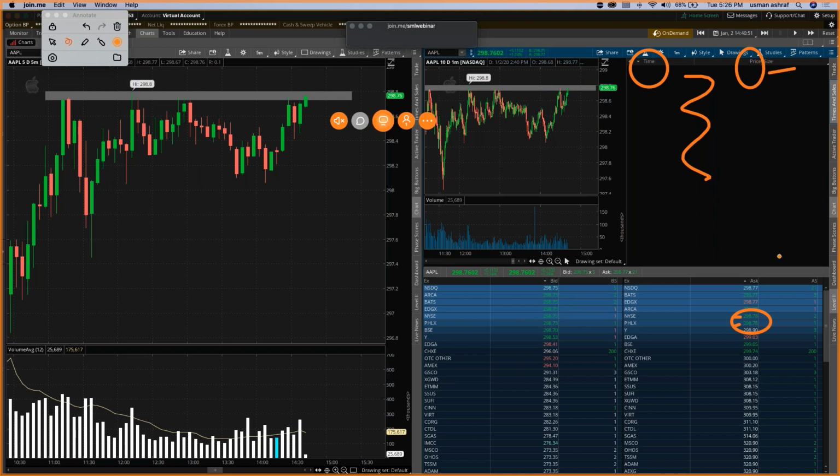Okay, so if someone bought 100 shares at 298.75, what does that mean? That means somebody sold it to them, right? So it's going to show up as one transaction right here. You're going to have a time with seconds, a price, whichever price it got filled or exchanged, and the amount of shares.